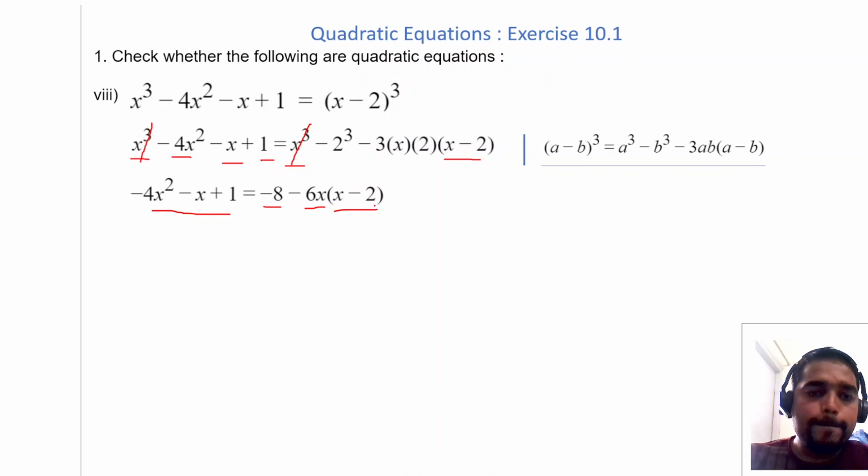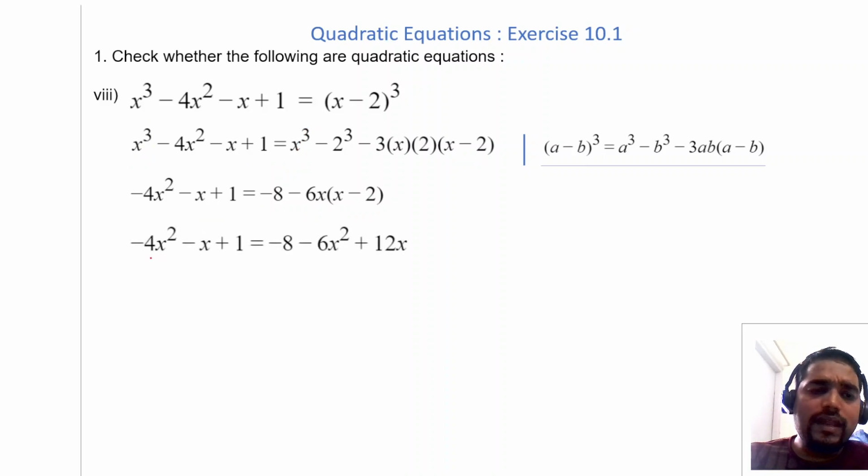Now in order to simplify this further, LHS would remain as it is because all are unlike terms, as we had discussed earlier. Minus 8 would remain as it is. Now if you open the brackets for minus 6x into x minus 2, we would get minus into plus is minus, 6x into x is 6x square. So minus into minus is plus, 6 2s are 12, followed by x.